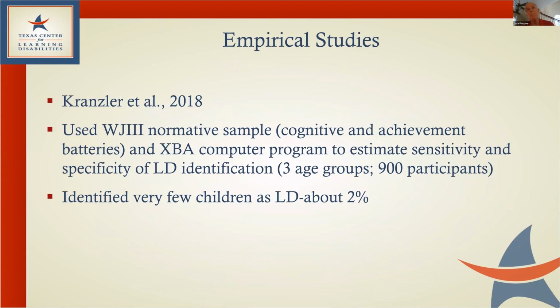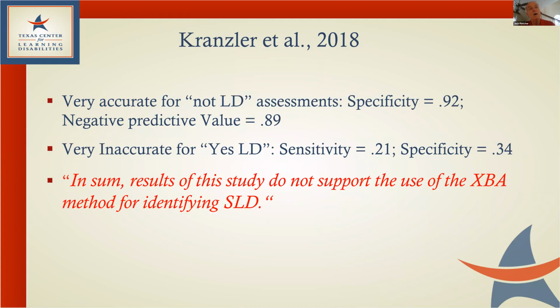That's been supported by empirical studies using the Woodcock-Johnson normative samples of cognitive and achievement batteries and the cross-battery computer assessment with 900 kids. They found that the methods identified very few kids as learning disabled, about 2%. Again, that it was very accurate for not LD assessments, but very inaccurate for yes LD assessments. The false positive rate is 79%. And they concluded that the results of this study do not support the use of methods for identifying specific learning disabilities.